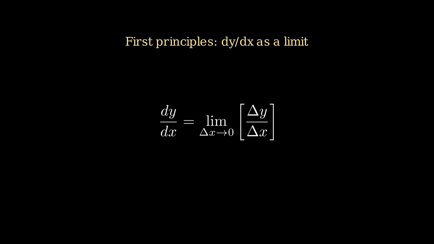By first principles, the derivative, dy by dx, is the limit, as change in x goes to 0, of open bracket change in y divided by change in x close bracket. Right now, change in y depends on x only through the middle variable u, so we need a way to bring change in u into the picture.